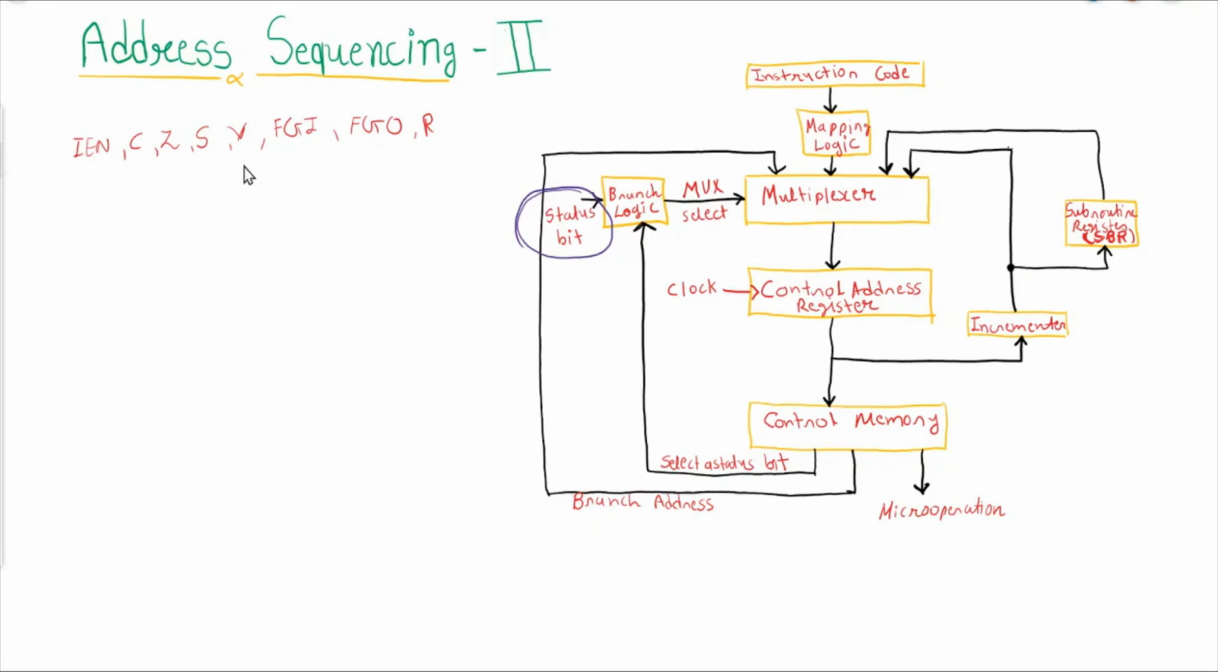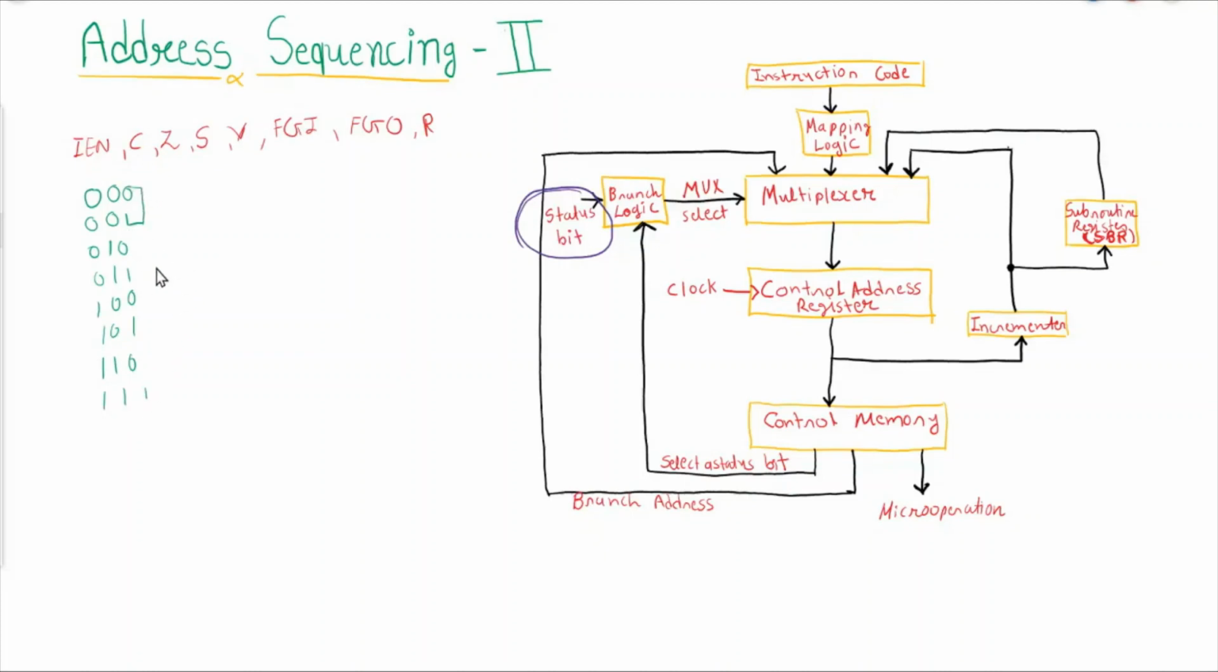Now let us discuss what branch logic is. Branch logic will get the status bit input. Let's say we have a total of 8 bits. If we want to check the status of an individual bit, we have to use a 3-bit combination. Why? Because 2 raised to 3 equals 8. So: 000, 001, 010, 011, 100, 101, 110, 111.